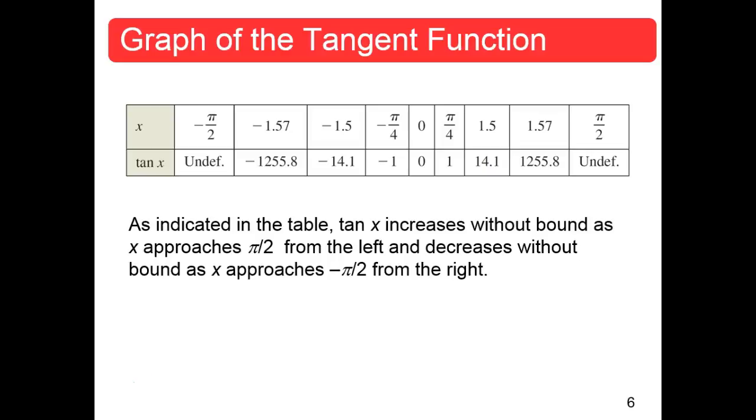Negative pi halves, undefined, vertical asymptote. Negative pi quarters, you're at -1. Why is that? Because tangent is sine over cosine, right? At negative pi quarters, sine is negative, cosine is positive, so that's going to be negative.